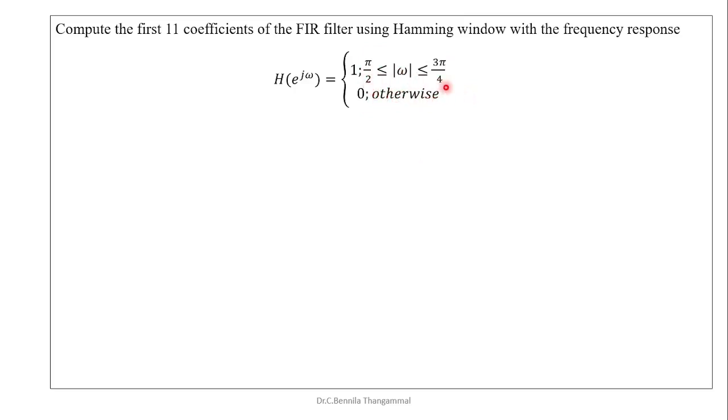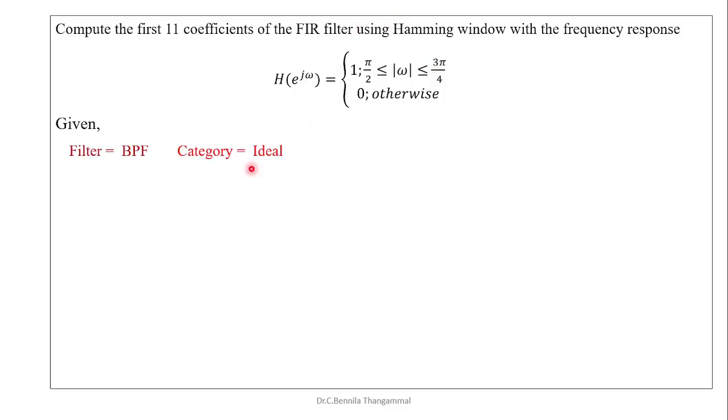They have two different frequencies, pi by 2 and 3 pi by 2, so it belongs to either a band pass filter or a band stop filter. But here you have the modulus, so the meaning is it belongs to minus 3 pi by 4 to minus pi by 2 and pi by 2 to 3 pi by 4. So minus omega C2 to minus omega C1 and omega C1 to omega C2. So it belongs to a band pass filter. So first, the filter we have identified is a band pass filter.